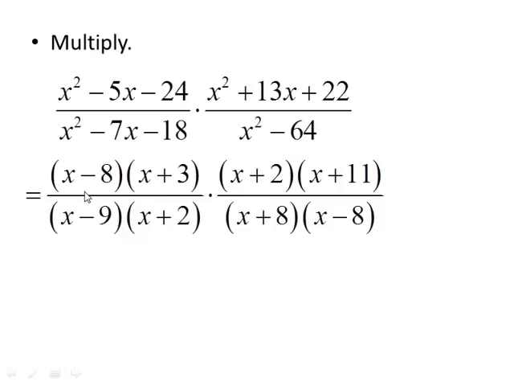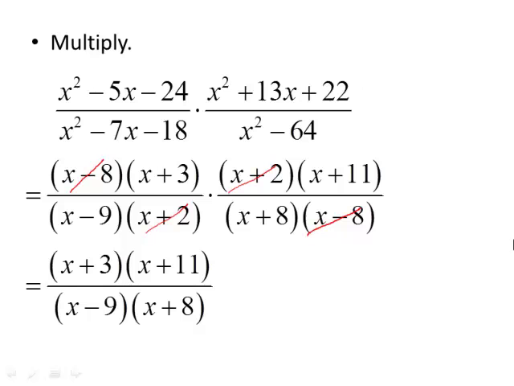I think a safe way is to go right across the numerator. Do I have an x minus 8 numerator and denominator? Yes, I do, so I can divide that out. X plus 3 I don't have. X plus 2 I do, so I'll divide that out. And x plus 11 I don't. So the remaining factors will multiply together, but leave them in factored form. This simplifies to be x plus 3 times x plus 11 all over x minus 9 times x plus 8.